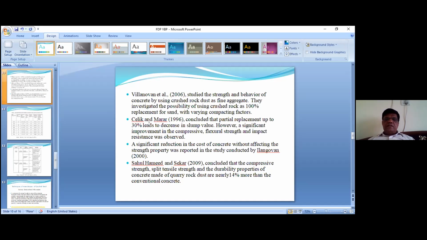The next researchers, Silva and Marar 1996, concluded that partial replacement up to 30% leads to a decrease in some values. However, a significant improvement in compressive strength, flexural strength and impact resistance was observed. So they had made 30% replacement. A significant reduction in the cost of concrete without affecting the strength properties was reported by Logan 2000. Similarly, Sahu, Hamid and Shekhar 2009 concluded that the compressive strength, tensile strength and durability properties of concrete made of quarry dust are nearly 40% more than the conventional concrete.